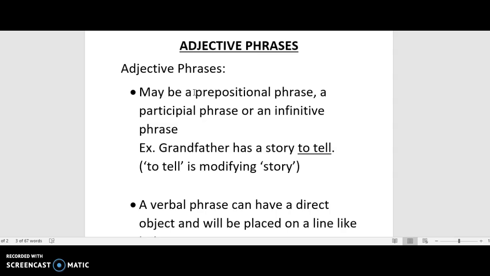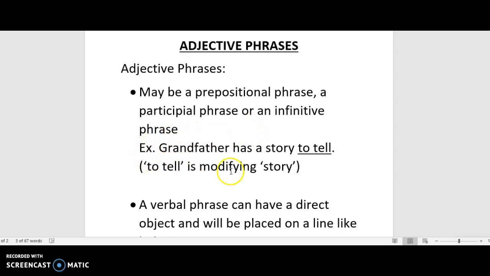Your adjective phrase could be a prepositional phrase. And remember, I've kind of poo-pooed prepositional phrases all year, saying they're not really important for anything. Well, they're going to start getting more important because they are a great way to provide some description. So the phrase may be a participial phrase or an infinitive phrase, and it can be used to modify something.